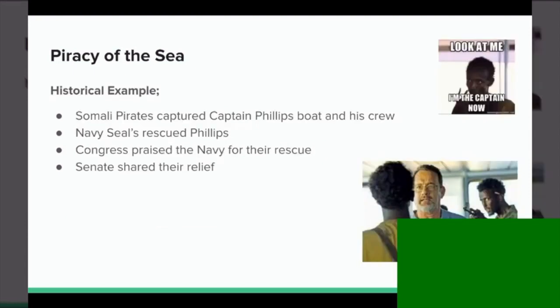Historic example would be the movie Captain Phillips. Somali pirates captured Captain Phillips' boat and his crew. The Navy SEALs rescued Phillips and the Congress praised the Navy for their rescue, and the Senate shared their relief. And then the Congress also said that the president will look into making sure this never happens again and making international waters safer. Thank you.